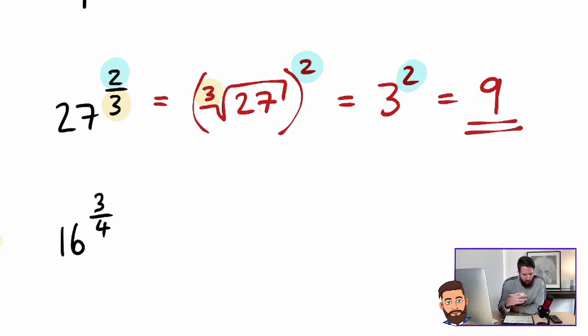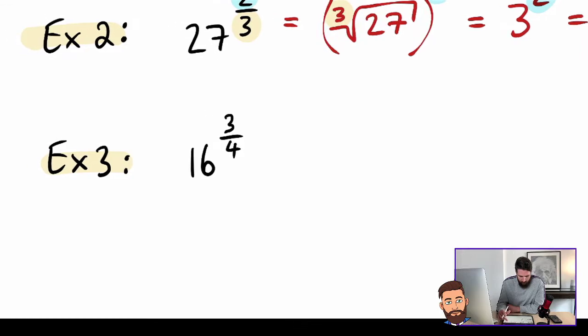So we're using that rule and we're breaking it into 2 steps. We're doing the root of the denominator and we're raising the whole answer of that to the numerator. So in this case, the cube root was the denominator, and we're raising it to the power 2.